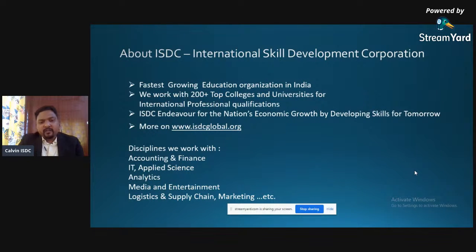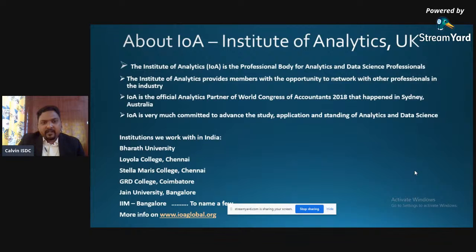So any student who wants to do professional qualifications from UK, if you directly go to the UK and try to pursue these programs or try to do it online, it's going to be a very costly affair. So we ensure that we get these qualifications directly to you at your doorstep. All right. So this is about IoA.